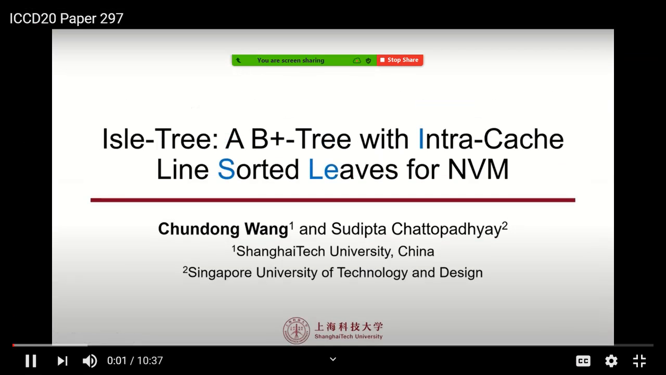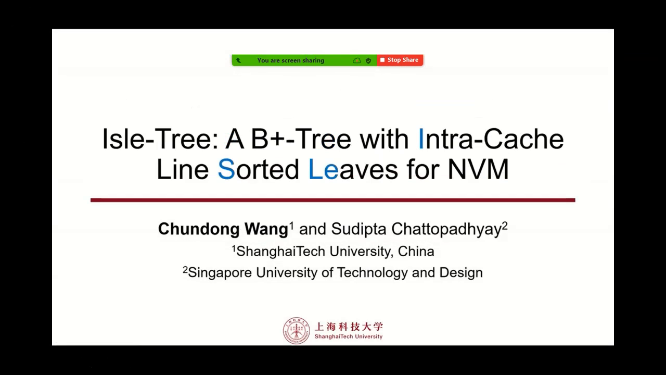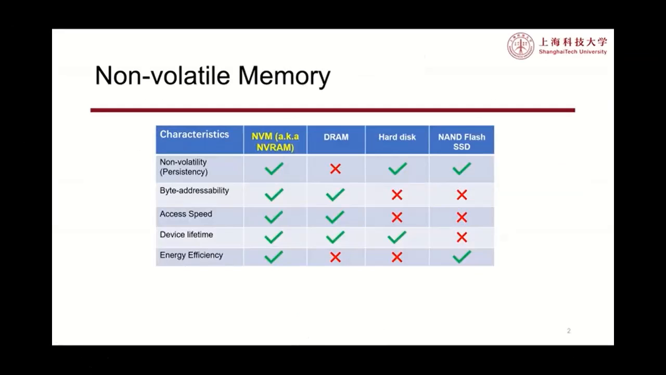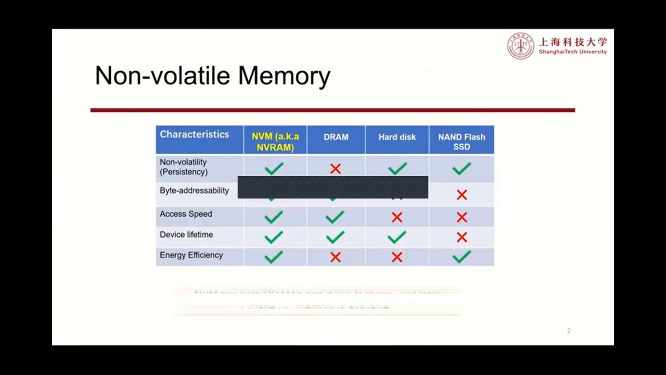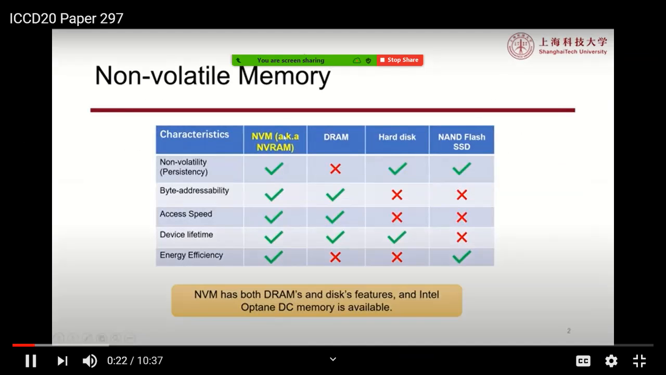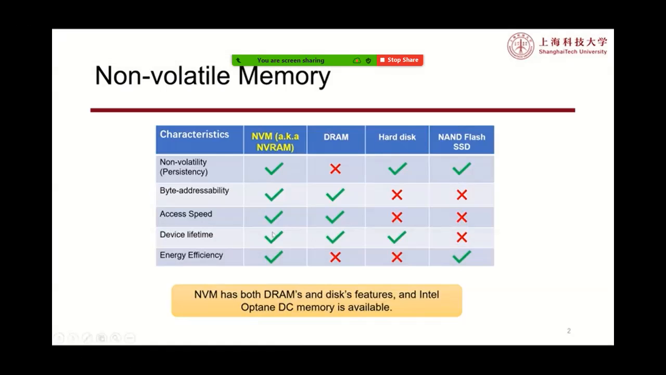Hello everyone, this is Chundong Wang from Shanghai Tech University. Today I will do a presentation about IO tree we have developed for non-volatile memory. Non-volatile memory has both DRAM's and disk's characteristics. That's why many companies are developing NVM products. Today, Intel's Optane DC memory is commercially available.